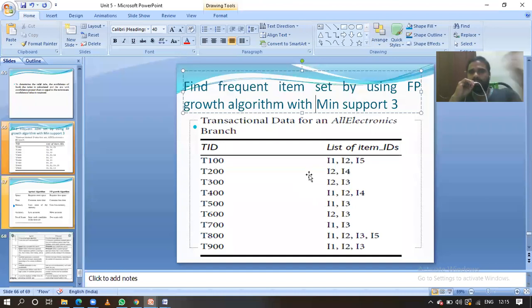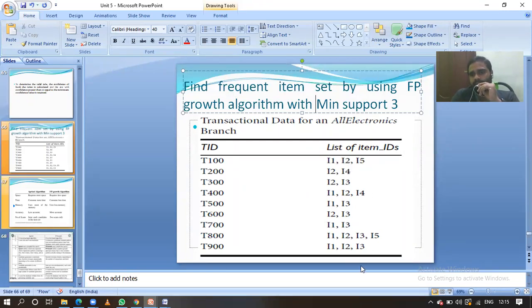Okay, by using the FP growth algorithm, we have to find out the frequent item set for the given information, that is all electronics information. Here the minimum support we have to take is 3. Minimum support you have to take is 3.